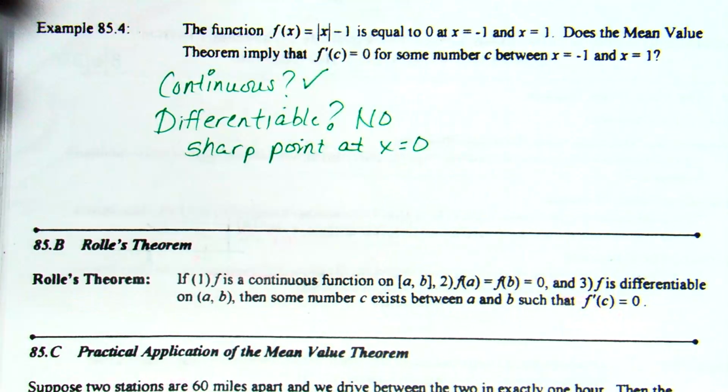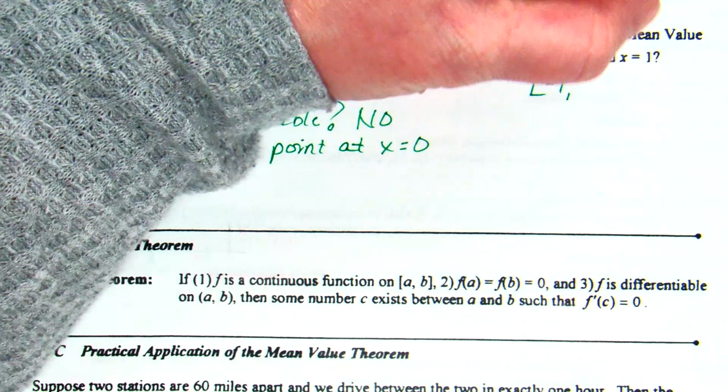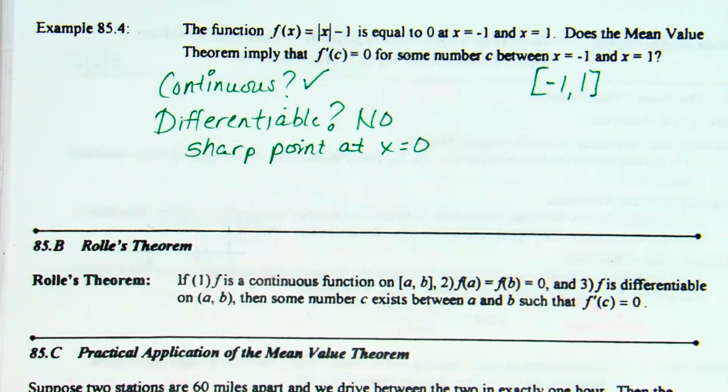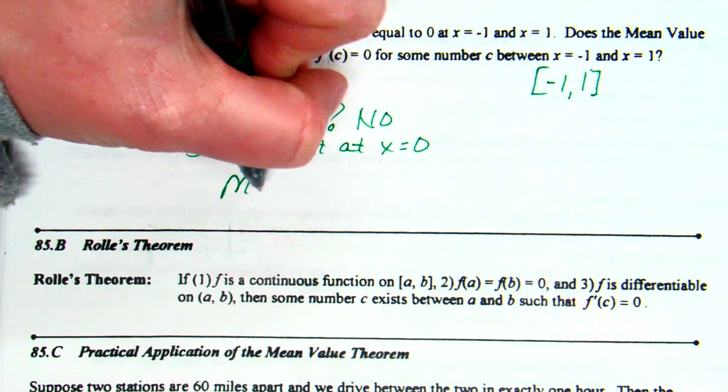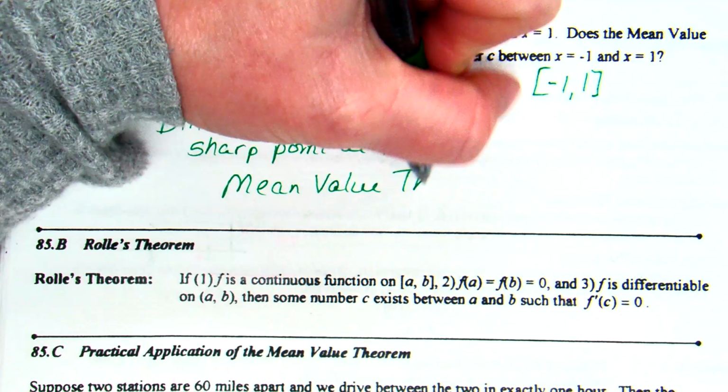And this is because we specifically had to look at the interval negative 1 to 1, didn't we? Okay. And the idea is when you take the derivative of absolute value of x, I don't know if you remember or not, but there's an x in the denominator. So when you plug 0 into that derivative's denominator, it doesn't work. So I'm going to say the mean value theorem does not apply.